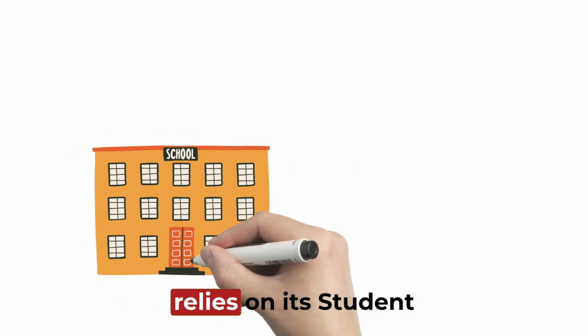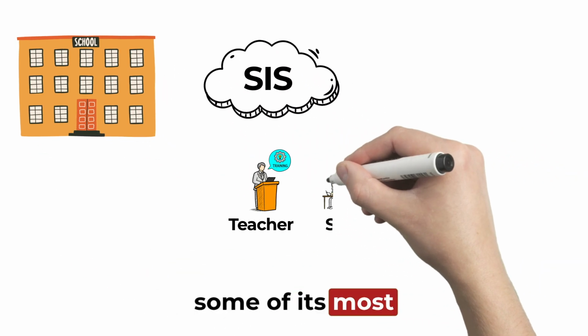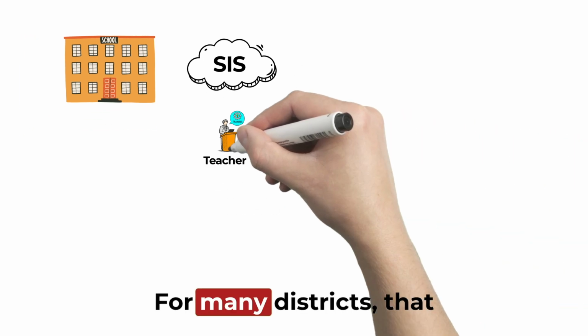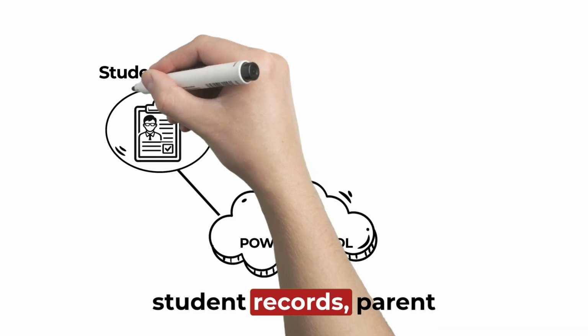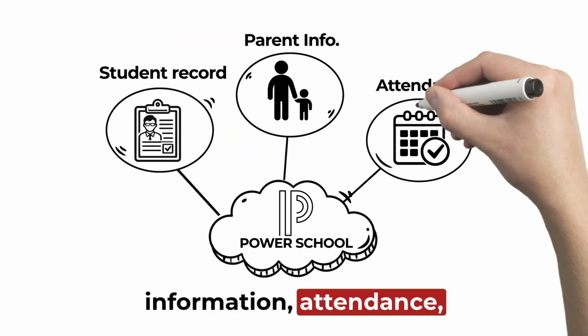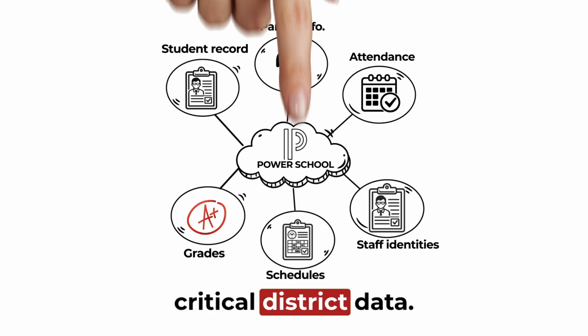Every school district relies on its Student Information System, or SIS, to manage some of its most sensitive information. For many districts, that system is PowerSchool. PowerSchool contains student records, parent information, attendance, grades, schedules, staff identities, and other critical district data.